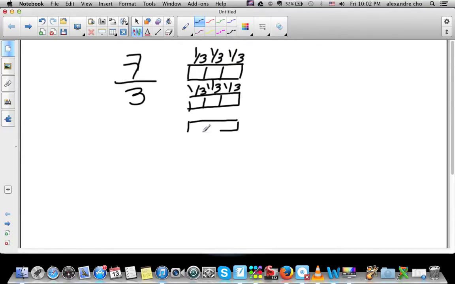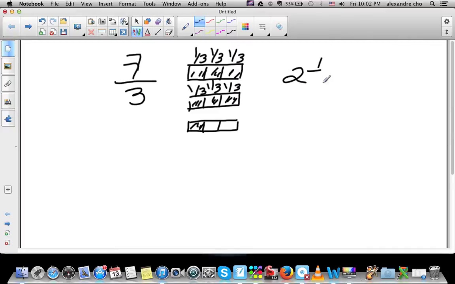And guess what? I need one more. I'm going to shade 1/3, 2/3, 3/3, 4/3, 5/3, 6/3, and I got one more right here, 7/3. So that's what 7/3 looks like. 7 pieces of 1/3. Let's try 2 and 1/3.